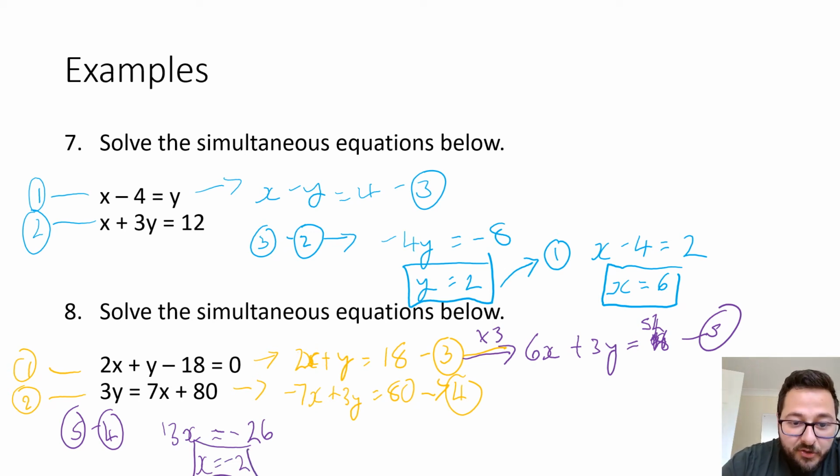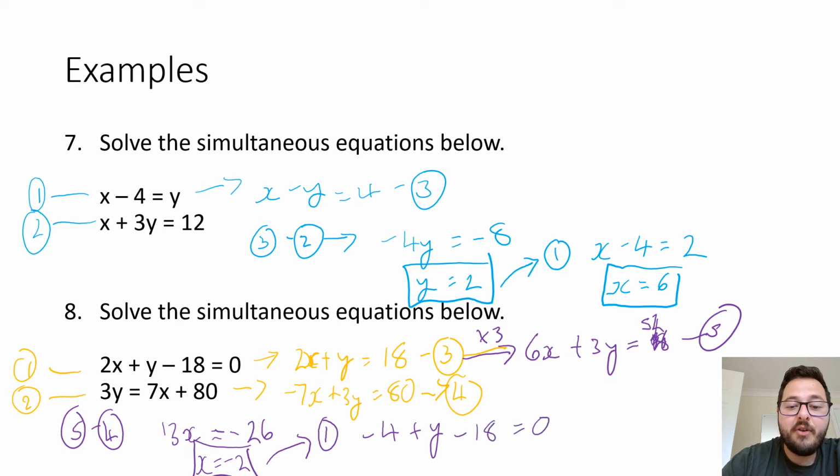Then we shove this into something else. Let's pop that into number 1. So 2 times minus 2 is minus 4. So minus 4 plus y minus 18 is 0. Minus 4 minus 18 is minus 22. So for that to be 0, y must be 22.